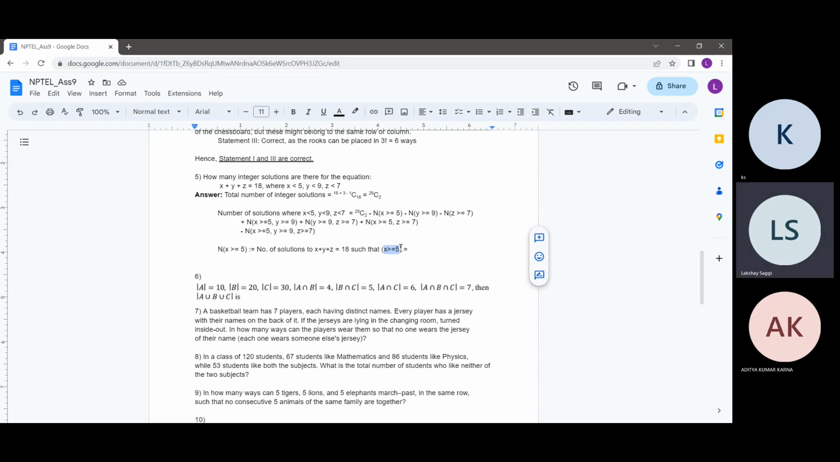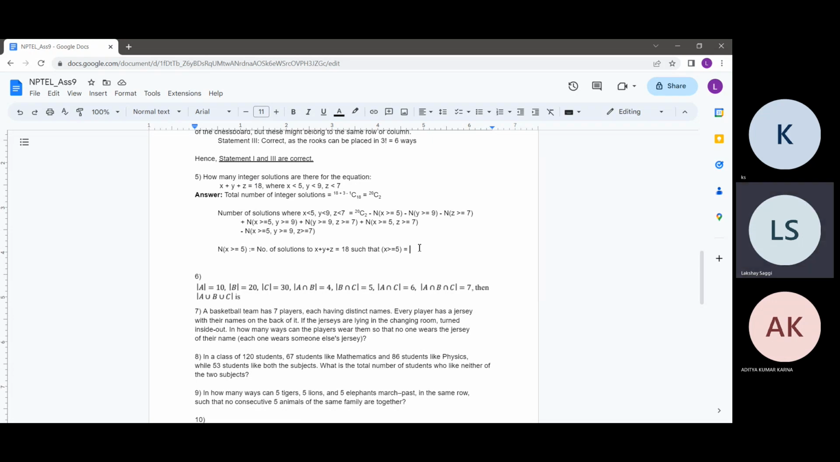So maybe we can write x minus 5 as x prime. So I just need to find the number of solutions to the equation x prime plus y plus z is 13. And whatever x prime I get, my actual value of x will be just x prime plus 5, since x minus 5 was equal to x prime. I hope you guys are following me. So maybe I'll just write it down.